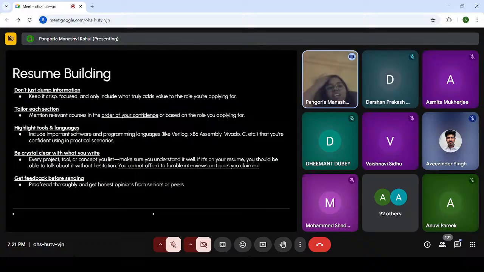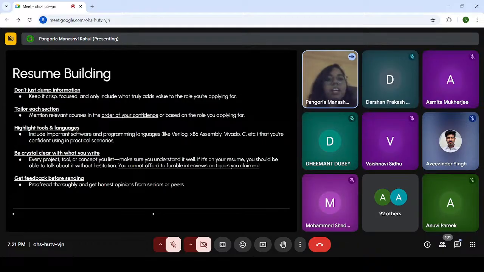So resume building is really important because you have a resume shortlisting round. It will set you apart at the initial stage. First, don't just dump information. I know you'll be thinking this thing is important, this achievement is important, I should include it, but don't. It's really important to keep your resume crisp. No one will have a complete look at a resume. A one-page resume is very good.